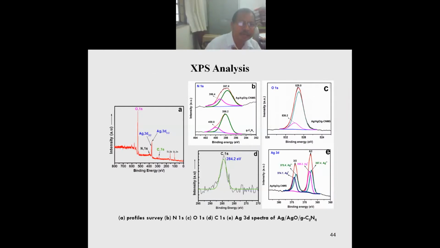and the XRD pattern. Again, the XPS spectra is taken and it shows the elements present and the oxidation states of the different elements. Ag is present in a +2 oxidation state, as well as in a 0 oxidation state, the metallic state, and the other elements present are oxygen, nitrogen, and carbon.